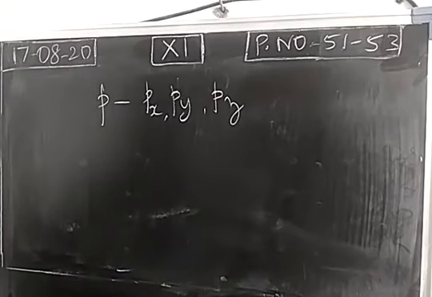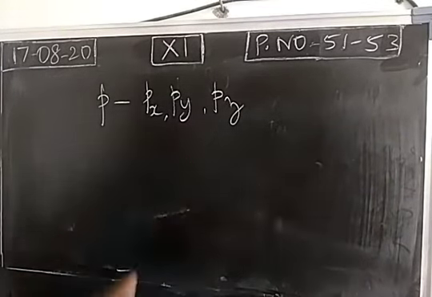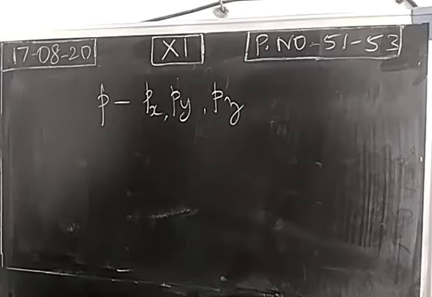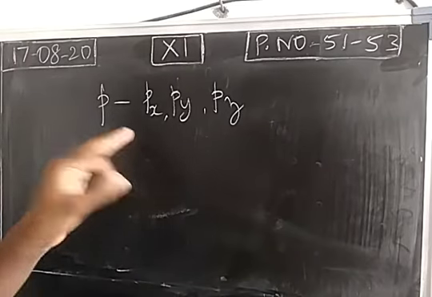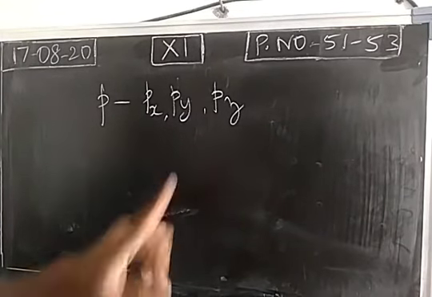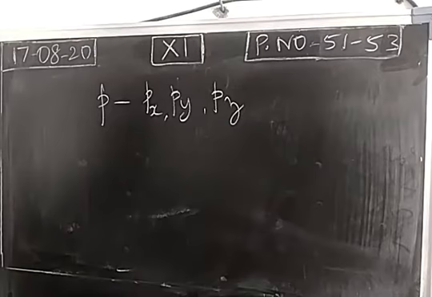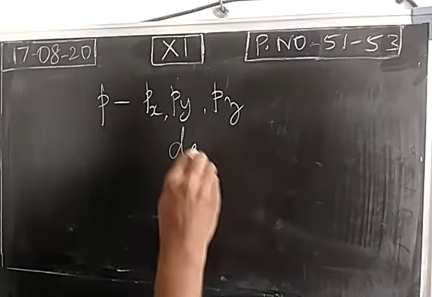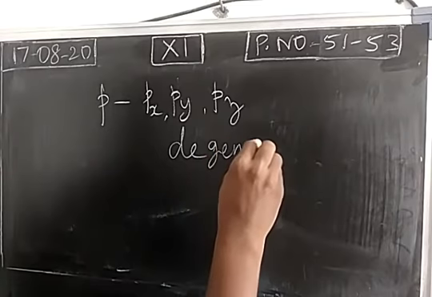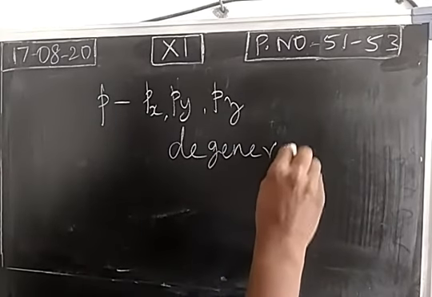Consider the p orbital. The p orbital is of 3 types: px, py, pz. So the orbital is orienting in different axes. So we have 3 possible orientations for the p subshell. So we have 3 p orbitals. These are called degenerate orbitals. So these 3 orbitals have equal energy.